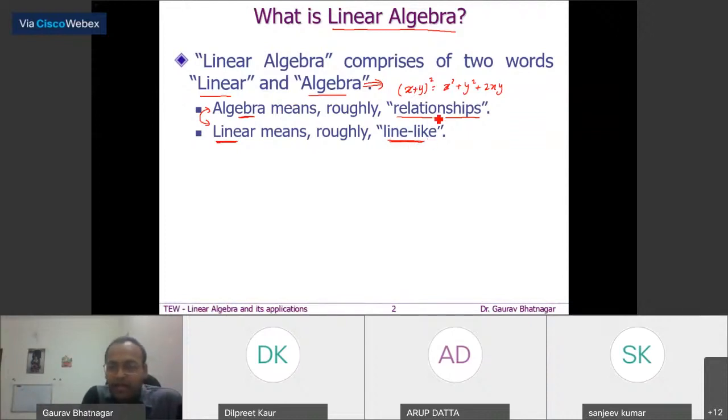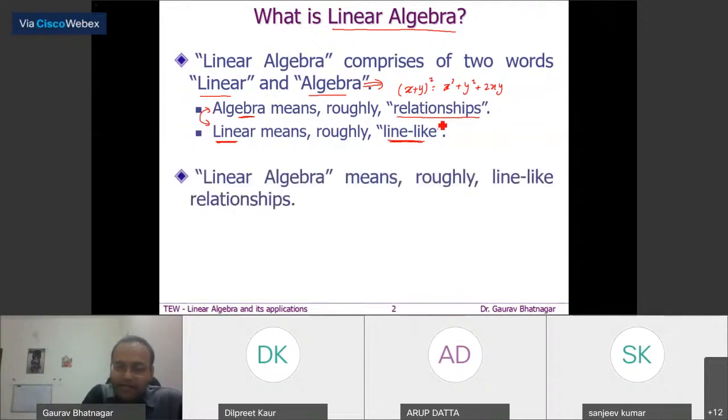Then when you combine that, linear algebra roughly says that I just want to exploit or find the line-like relationship among the different entities. So now when you talk about a line-like relationship, the first extension from algebra which you come to know is that now numbers are not going to work for me. Now I need to think beyond the numbers. And whenever you try to think beyond the numbers, you are looking at the collection of numbers.